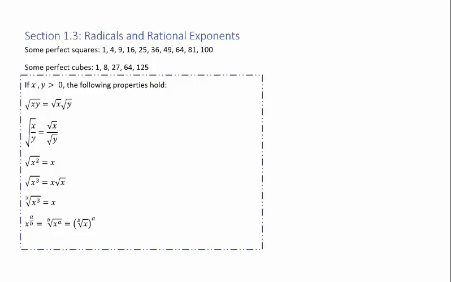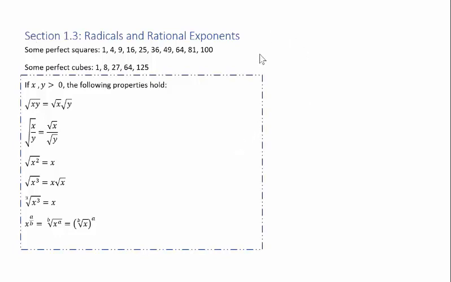In section 1.3, we're going to talk about simplifying radicals and expressions involving rational exponents. So the first thing that I would encourage you to do is to memorize some of the perfect squares and perfect cubes. That way it'll help us to simplify radical expressions with numerical radicands pretty easily.